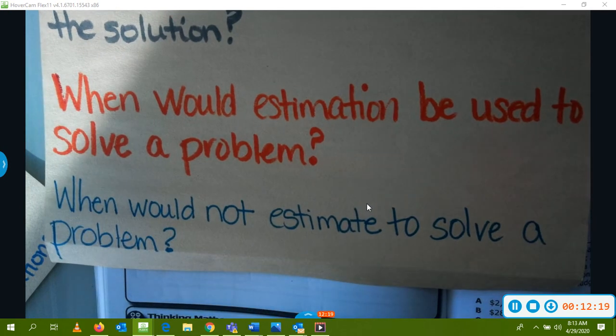When would we not use estimation to solve a problem? Well, we don't need to estimate if it's asking us for the exact answer. So anytime it's asking you for an exact answer, you give the exact solution. When it's asking you approximately, a roundabout, something that is not a definite answer, then you estimate.